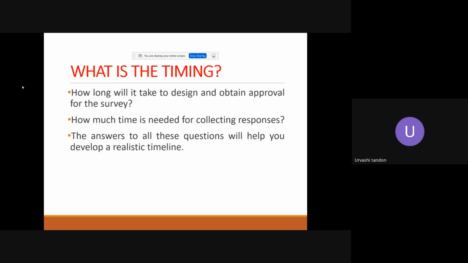Then important is the timing: how much time is needed to collect the answers to all these questions will help you develop a realistic timeline, which is very important because ideally it's a 3-year PhD, and let's say 2 years you spend on collecting the data. Then when you are analyzing the data and drafting the results, this will delay the entire process.